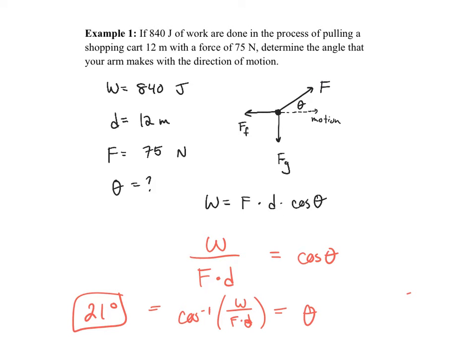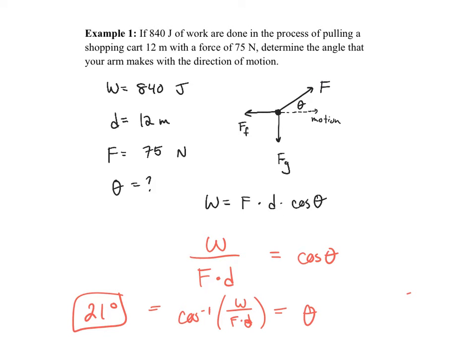If you forgot the cosine inverse or just did cosine, that could be a common mistake. But something else, algebraically. You need to multiply the F times D before you divide by W. Or, you're right. Good. Or put parentheses around your denominator. If you do 840 divided by 75 times 12, and you just type that in directly, it's going to do 840, divide that by 75, get an answer, and then multiply that answer by 12, which is not right, because you should be dividing by 12.